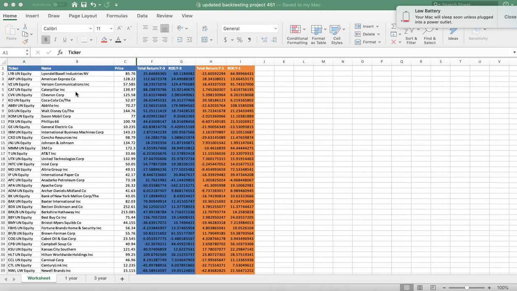So to test this data, I use a simple regression with ROE being my independent variable, or x-axis, and returns being my dependent variable, or y-axis. So let's see what I found in my results.